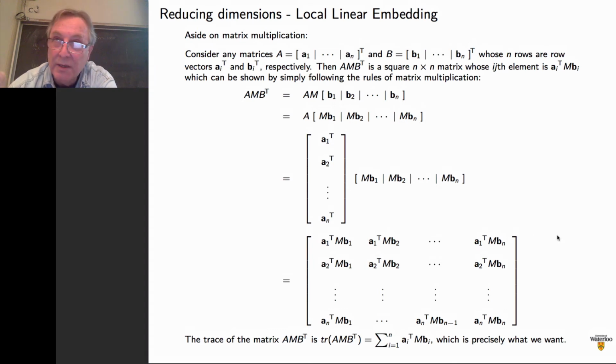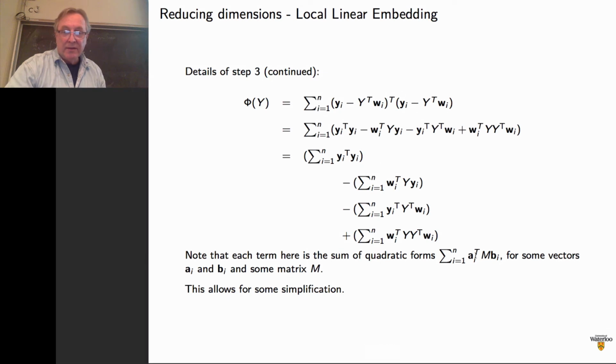Now what's cool about this is the sum that I want is actually that diagonal. So if I had this matrix, I took its trace, which is the sum of the diagonals, that's that sum of AI transpose MBI. And that's what I want, because any one of these guys looks like this form. Just depends what the A's and B's are, and the M. So I want a sum like that for my choices of A's and B's and M.